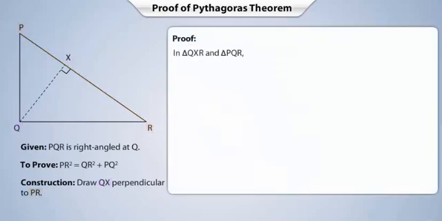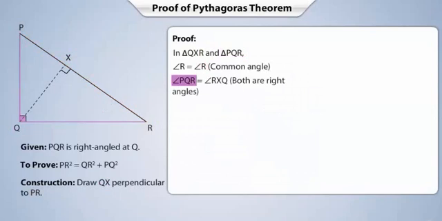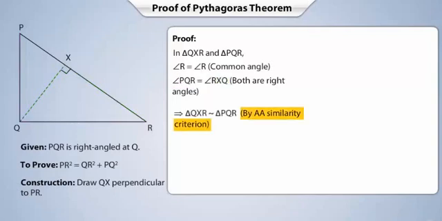In right triangles QXR and PQR, angle R is common to both triangles. Also, angle PQR is equal to angle RXQ as they are right angles. Therefore, by AA similarity criterion, triangle QXR is similar to triangle PQR.